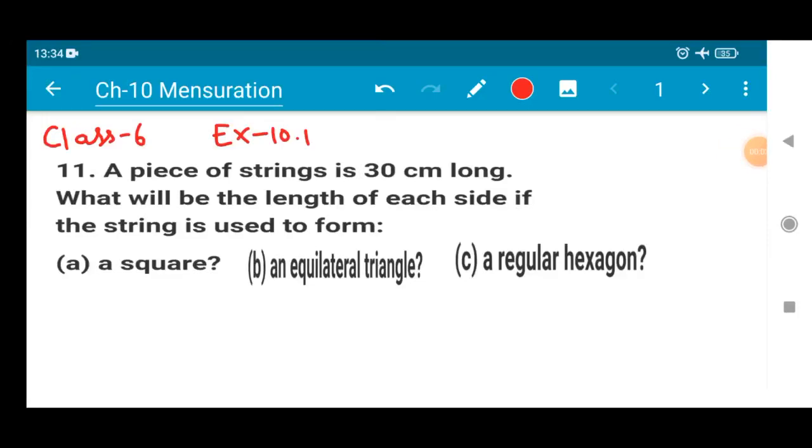So you all know that in our last class we have done till question number 10 from exercise 10.1. So we will continue from there. That is from question number 11, 12, 13, 14 and 15 we are going to complete in this session.